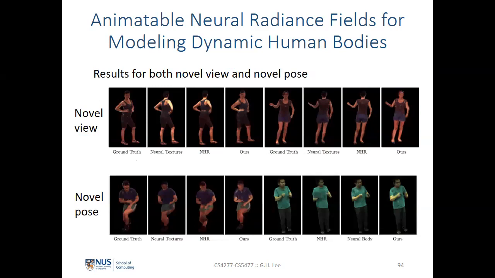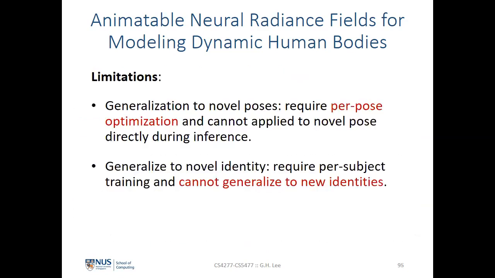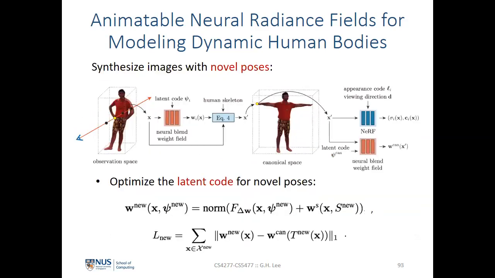But again, these things are also actively researched now, so it's still not fully solved. You can still see that the quality of the rendering is not perfect yet. And there are two limitations to this. The first limitation is that it requires pose optimization. That means that if you want to render it to a new pose, you need to optimize over the latent code over the new pose.